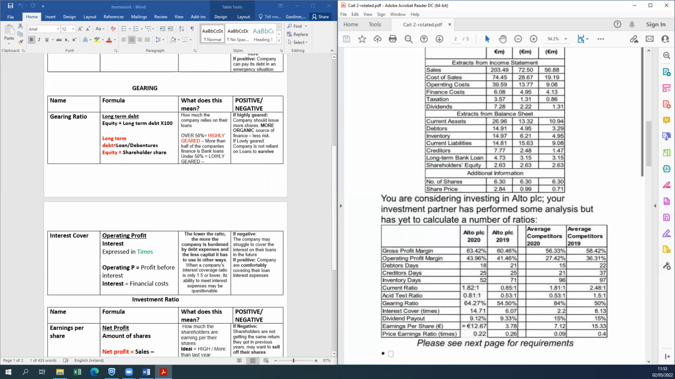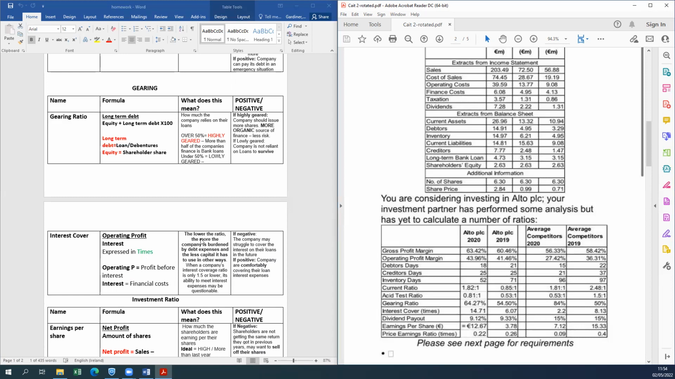Operating profit up here. Financial costs. Now that's a tricky way of calling interest. If you're looking for interest, where is interest? It'll be financial costs. It's just that figure there. And you just divide this figure by that figure, and it's expressed in times. How many times do we cover the interest costs?